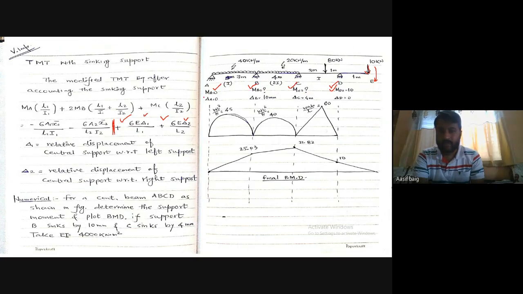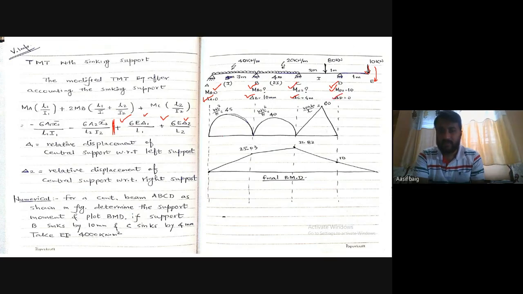Now we will talk about the sinking support. In the numerical it is given that deflection or settlement at A is 0, settlement at B is 10 mm, settlement at C is 4 mm, and settlement at D is 0. So these values are given in the numerical itself.